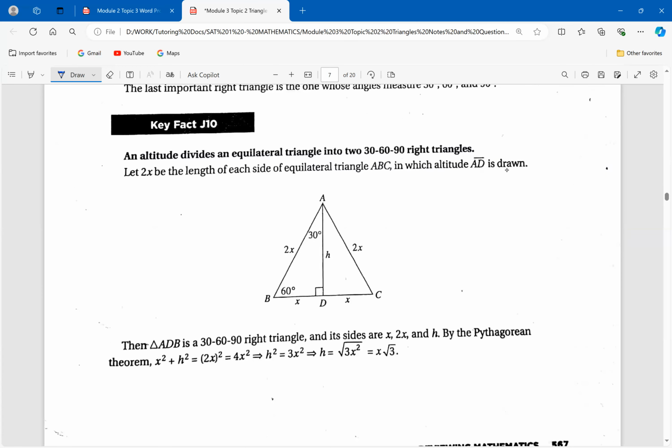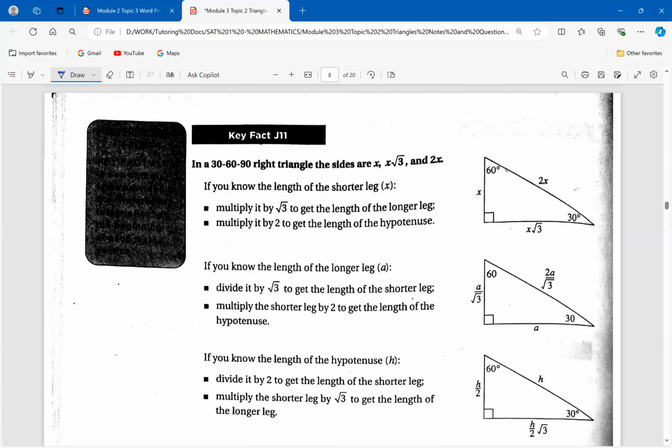You see, this is how you can always divide triangles. 30, 60, 90. You can divide them into two halves. You can always figure out shapes like this. In a 30, 60, 90 right triangle, the sides are x, x root of 3, and 2x. Now you need to know that this is how you can work around a 90, 30, and 60 triangle: the side opposite to 30 is x, the side opposite 90 is 2x, and the side opposite to 60 is x root of 3.